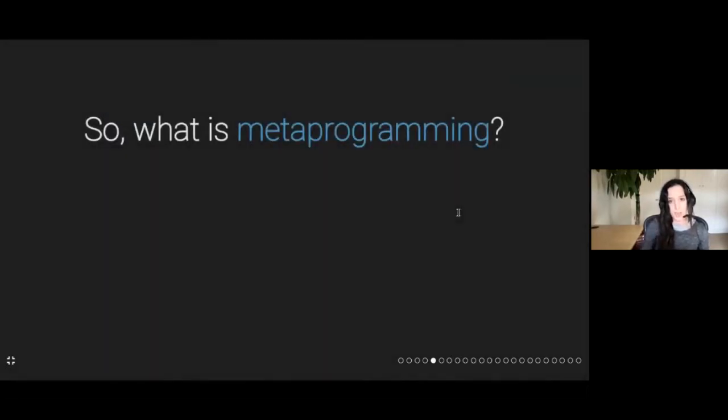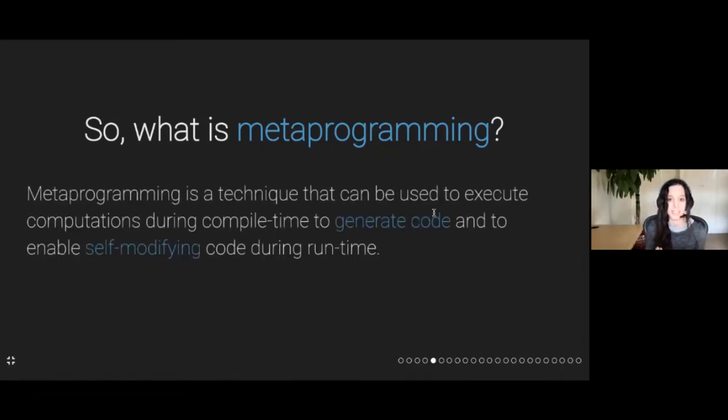Okay. So now can we define what metaprogramming is? Metaprogramming is a technique that can be used to execute computations during compile time, to generate code, and to enable self-modifying code during runtime. We're not going to get into any of the details of self-modifying code at runtime, but just know that it is something you can potentially do in Elixir. It's very interesting. It most closely resembles something like reflection in other languages, but we're really just going to focus on code execution at compile time and how metaprogramming allows us to do that. That is usually referred to as code that writes code. You've probably heard that before, right?